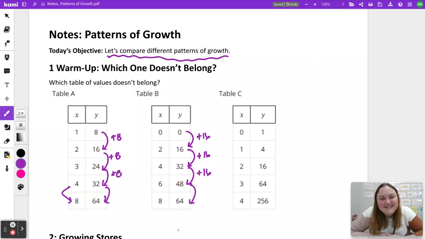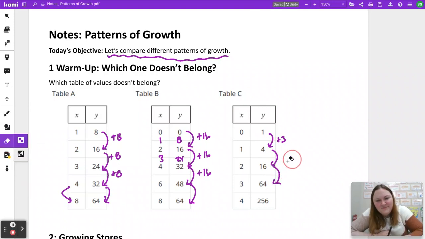32 plus 16 gets me to 48. And notice that was with us skipping every other x value. If we put in some of those missing ones, it would look like us adding 8, just like we had done over here. But once again, I get to table C and I don't see that addition there. Here we're adding 3, but then here we're adding 12, and this next one's definitely more than 12. So there's not that common addition.